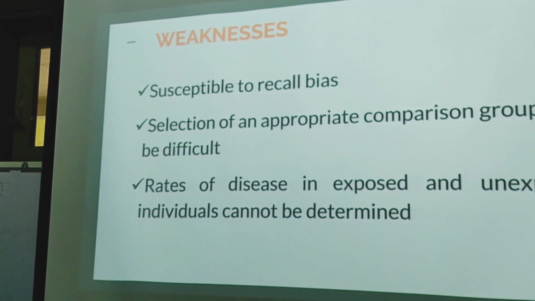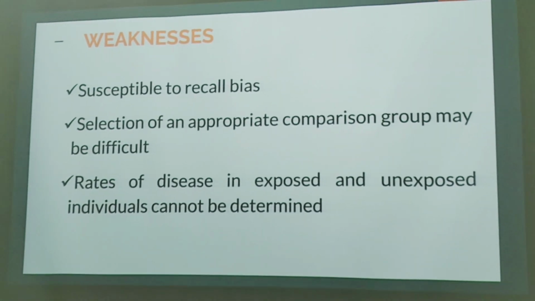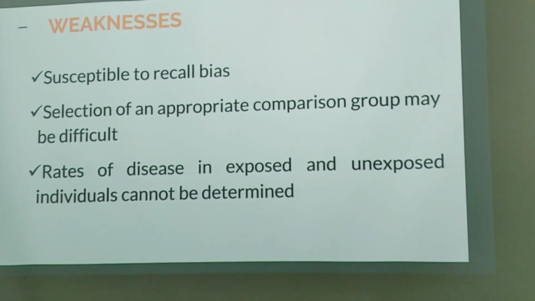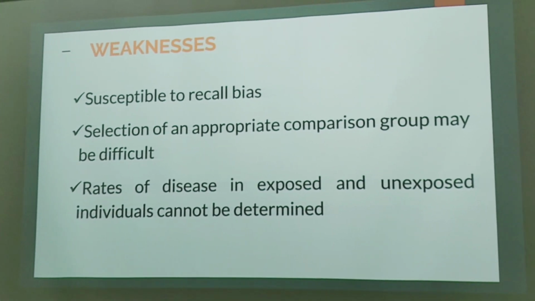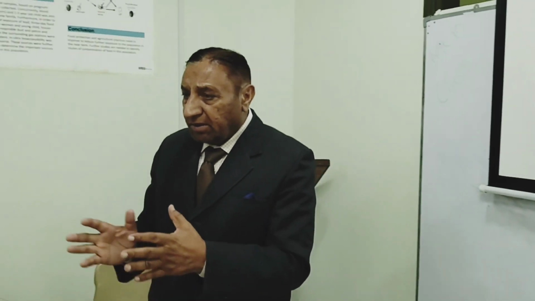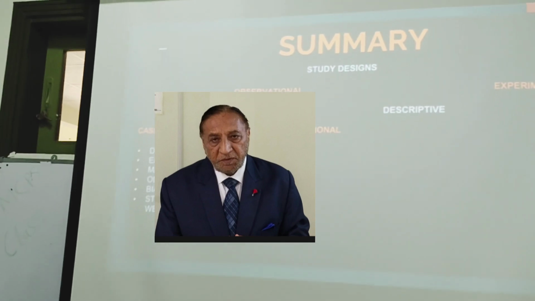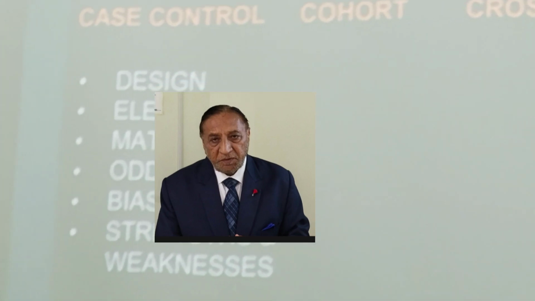Weaknesses: susceptible to recall bias, memory bias. I have already mentioned selection of inappropriate comparison group, rates of disease in exposed and unexposed cannot be determined. You can just see the association, not exactly what percentage of disease is in the case and control. That will give you the relative risk, which is not the case here. Next, please. So this is a summary which shows design elements, matching, odds ratio, bias, strengths and weaknesses we have already covered.